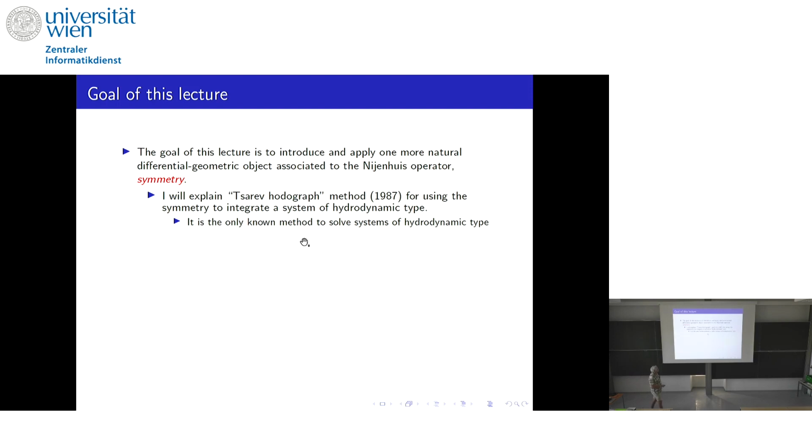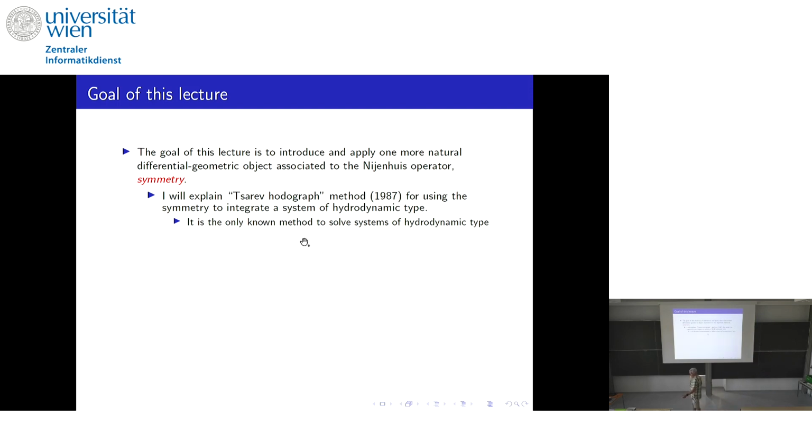So I introduce and apply one more natural differential geometric object associated to a Nijenhuis operator. I call it symmetry. Of course, the definition will be given. In case you just wanted to know something which was tried by other people and which was, or is, a big topic, I will explain the Tsarev-Hologrov method and even give a sketch of the proof.